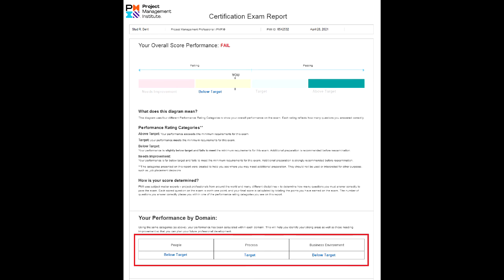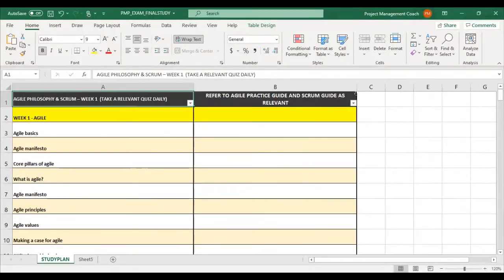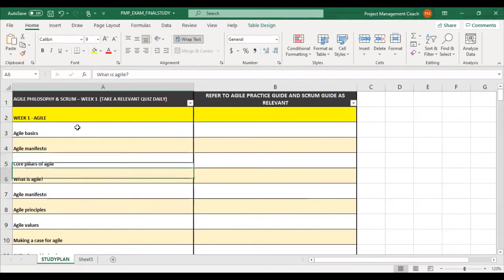This is a plan that's accessible to students going through my training course, Project Management Masterclass. Week 1, I advise everyone to cover the Agile Concepts. And I want you to dive into the definitions for all of those glossary items in the Agile Practice Guide.